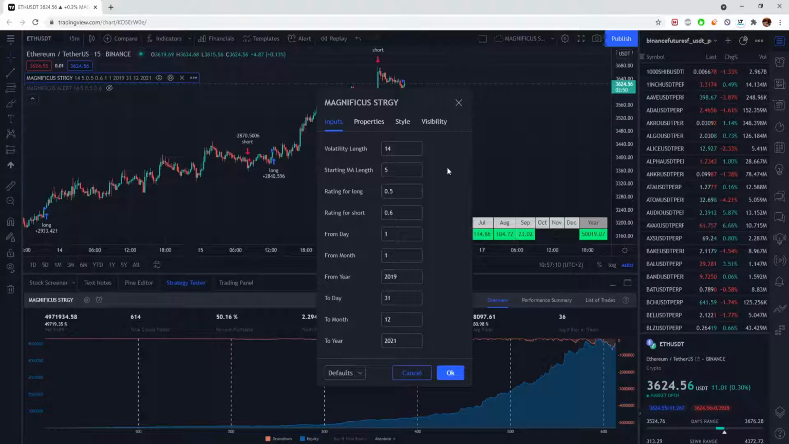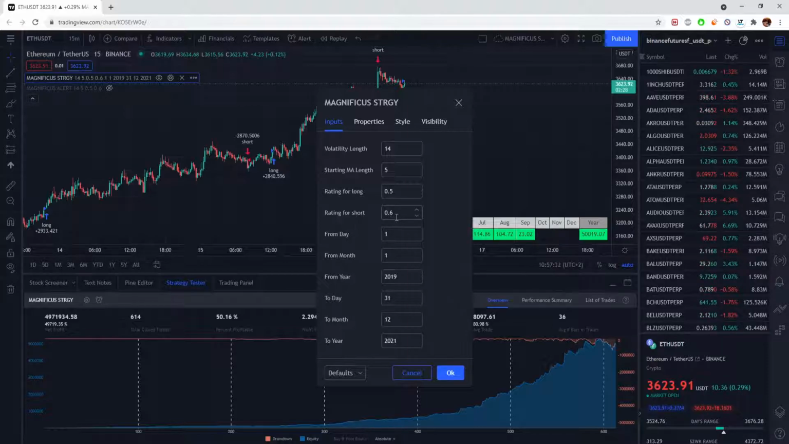As you may already know, the rating for long and the rating for short tend to go from -1 to 1. In this case, for example, it's telling us that 50% of all our moving averages are telling us to go long, and 60% of our moving averages are telling us to go short. In general, the values that I recommend to use are from 0 to 1 in both situations.